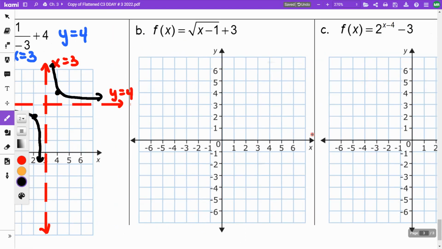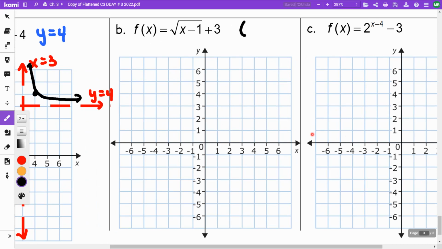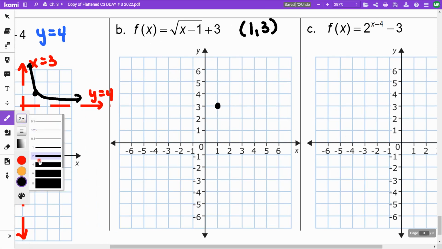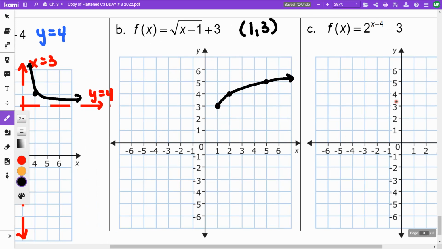On B, this is a square root. It has a starting point at 1, 3. So I'm going to go to 1, 3. And then from here, I am going to just do square root. So if I go out 1, square root of 1 is 1. If I go out 1, 2, 3, 4, the square root of 4 is 2. So I'm going to go up 2. And then I can draw my square root.